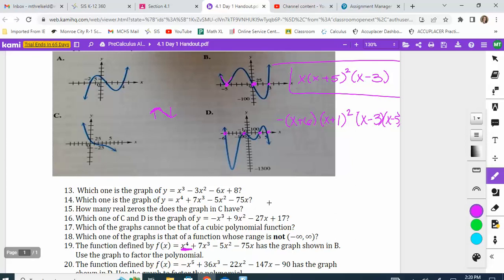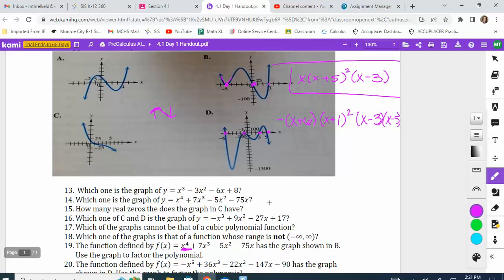All right, number 1, end behavior, down, up. Number 2, up, down. Number 3, down, down. Number 4, up, up. Number 5, up, down. 6, up, up. 7, down, up. 8, down, down. Number 9 is 4. 10 is 1. 11 is 2. 12 is 3.